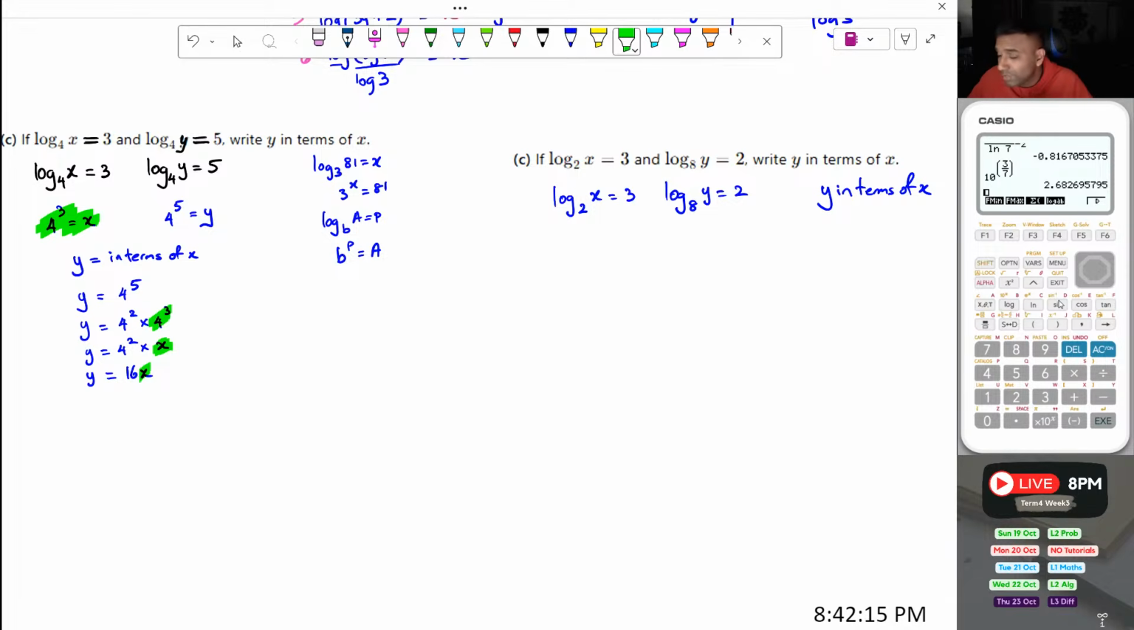Oh, this is interesting. We got 3 different answers for this question. We got y equals x squared, y equals 4x, and we've got y equals 8x. Let's try out which one it's going to be.